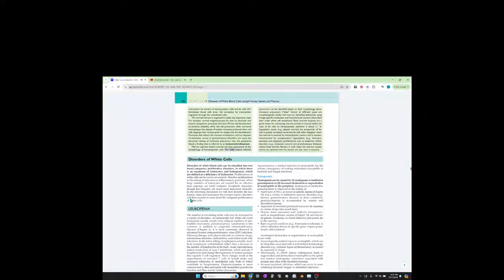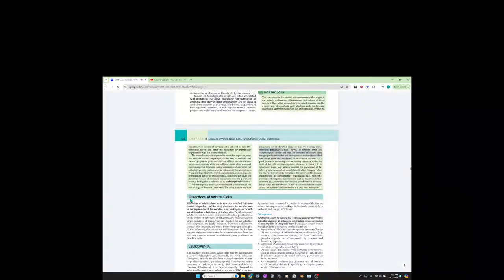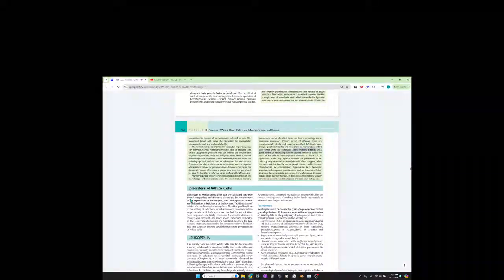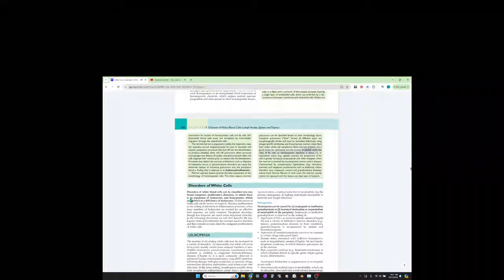Marrow aspirate smears provide the best assessment of the morphology of hematopoietic cells. The most mature marrow precursors can be identified based on their morphology alone. Immature precursors of different types are morphologically similar and must be identified definitively using lineage-specific antibodies and histochemical markers. Bone marrow biopsies are a good means for estimating marrow activity. In normal adults, the ratio of fat cells to hematopoietic elements is about 1:1.